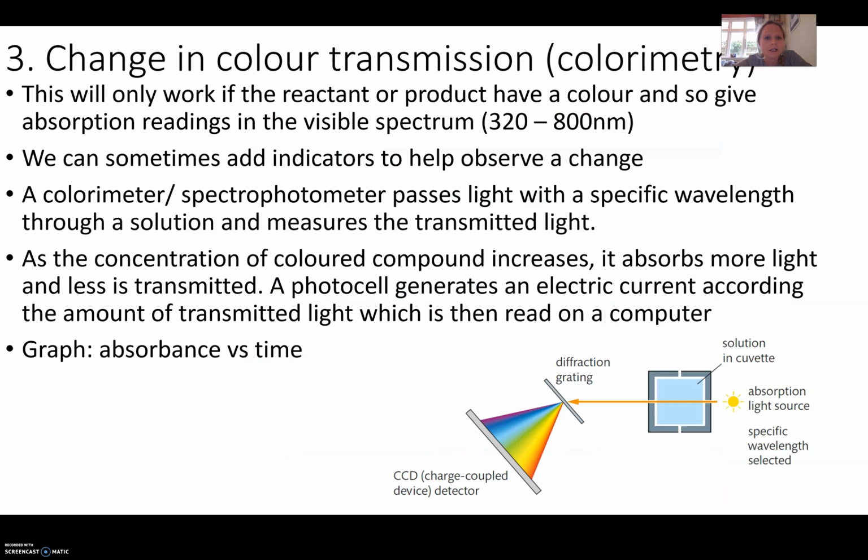Okay, changing color transmission. Lots of you did colorimetry for your IAs. I think it's wonderful. So let's talk a little bit about what colorimetry does. Colorimetry measures the amount of light going through a sample and then compares that to the initial light source. So we can see how much a sample absorbs and how much is transmitted.